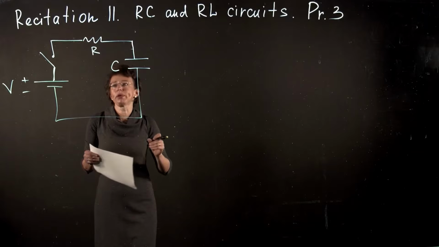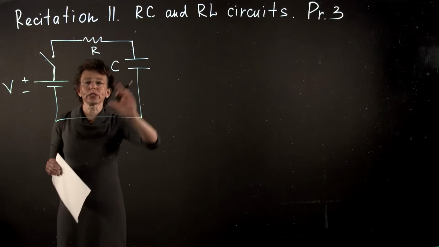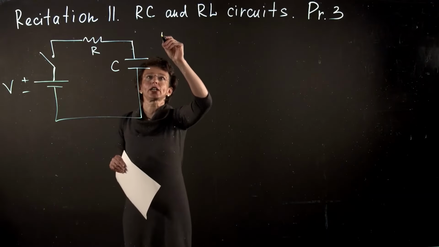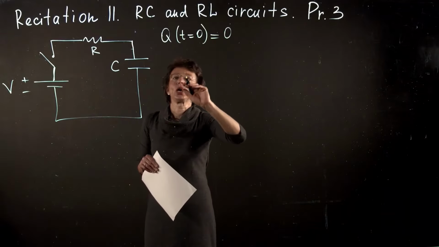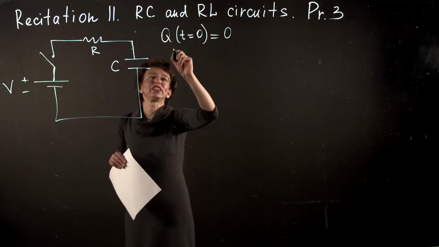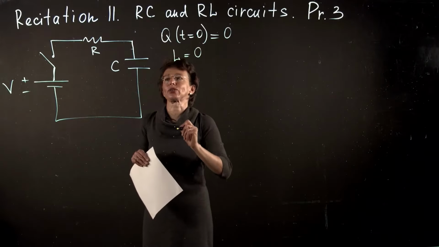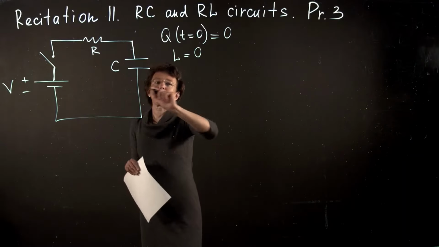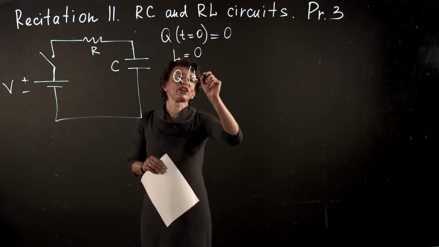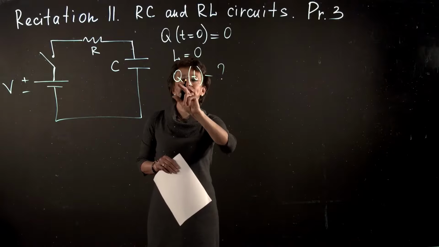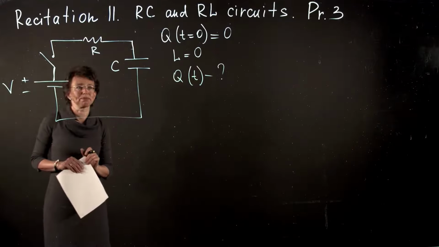At time moment 0, the capacitor was uncharged. The charge on the plates of the capacitor was 0. We neglect self-inductance. We put L0. We are looking for the charge on the plates of this capacitor as a function of time. We need to find Q as a function of time.